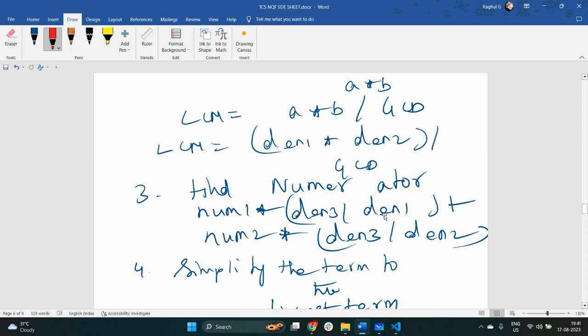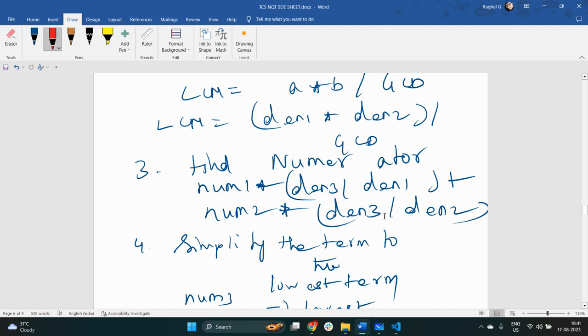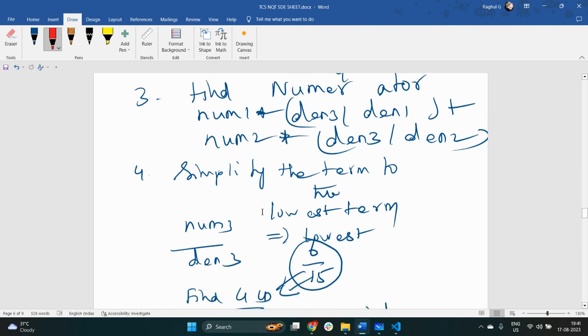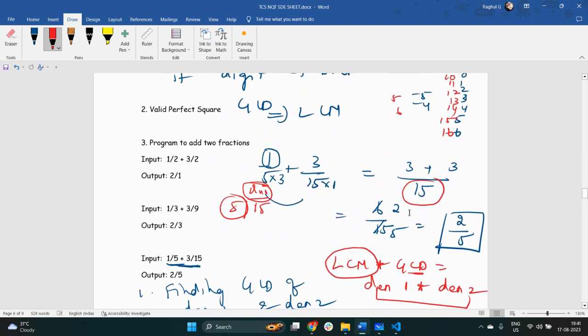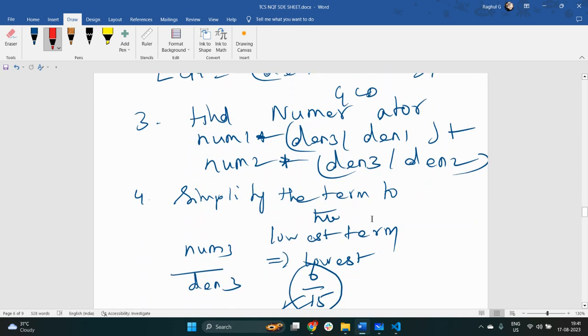So when I divided den 3 by den 1, I got the quotient and multiplied it with num 1, plus den 3 by den 2 divided by num 2, right? So this is what we have done, and we also added. So finally I got 6 divided by 15 after this step. So after step number 3, I've got the answer as 6 divided by 15.